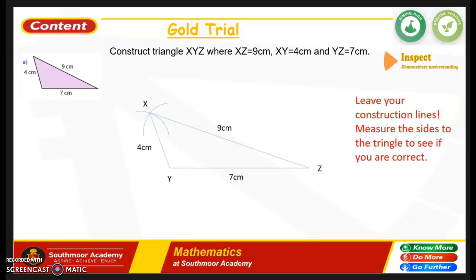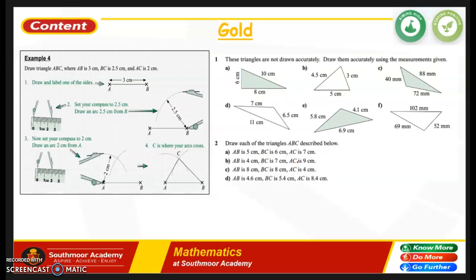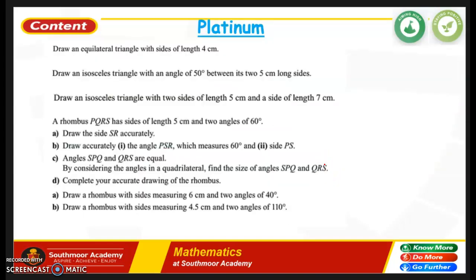Okay? So you're going to do this for your bronze and silver questions. So you're going to draw these accurately, and then you're going to measure the length of L on each of them. For gold, you are going to draw the triangles that are being given accurately, as they have not been drawn accurately, and then for the second part you're going to draw the triangles given just using the information, so without the sketch given. For your platinum, you're going to do that again. So pause the video, allow the students time to have a go at the questions.